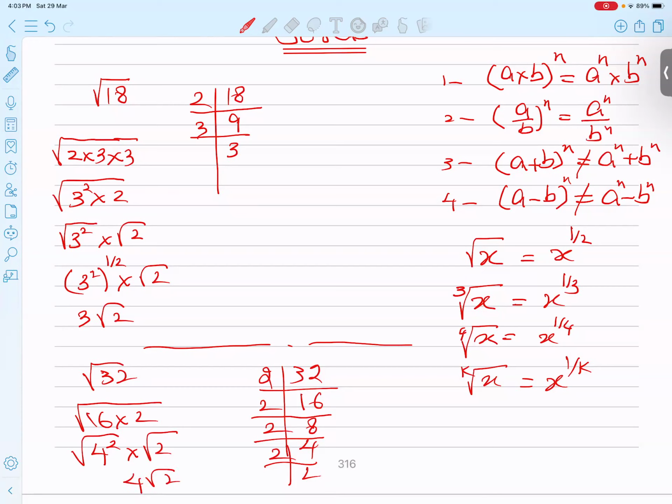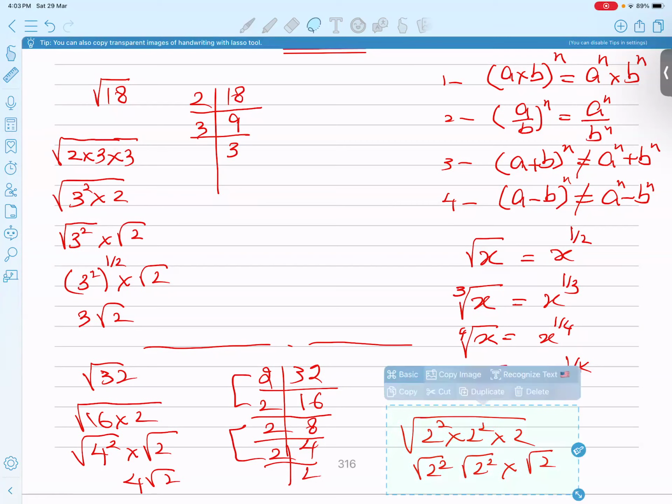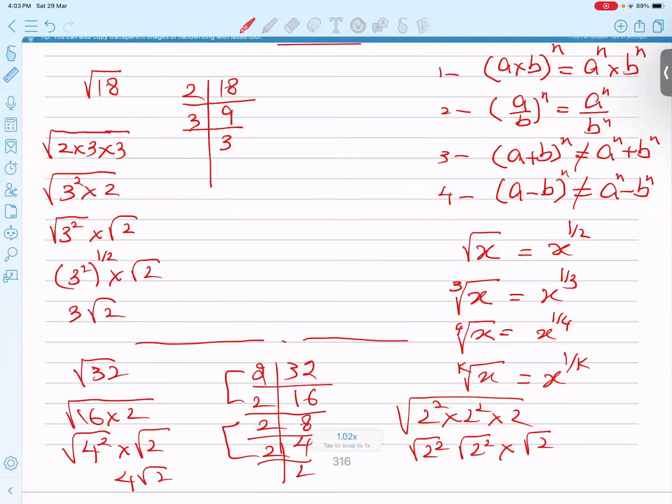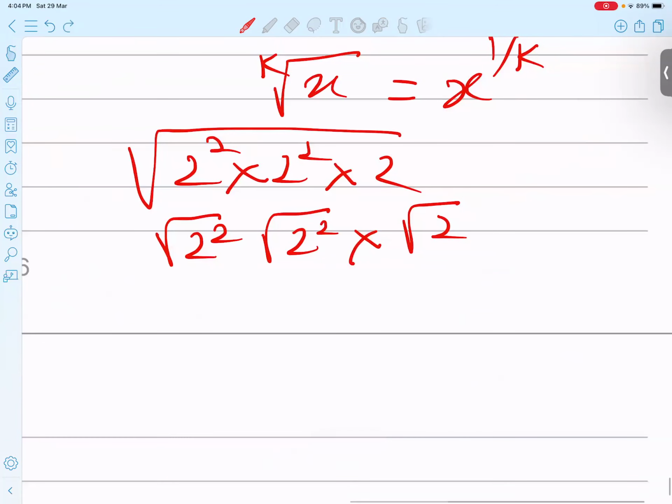Or the other choice: we have one pair, a second pair, and a 2 alone. So I can write it like this also: 2 squared into 2 squared into 2. And I can split them, you know very well, in multiply I can split. What answer do I get from here, students? Let me show you. From here I got 2 into 2 into root 2, and 2 twos are 4.